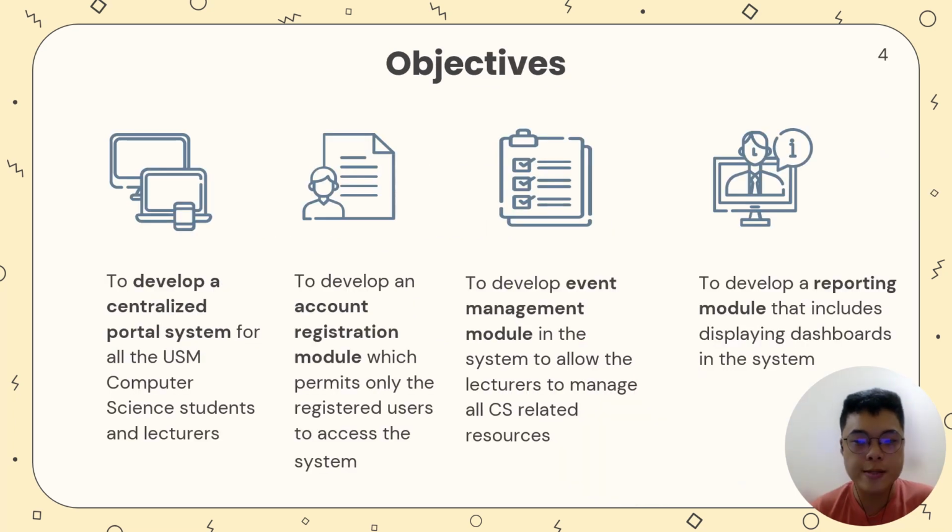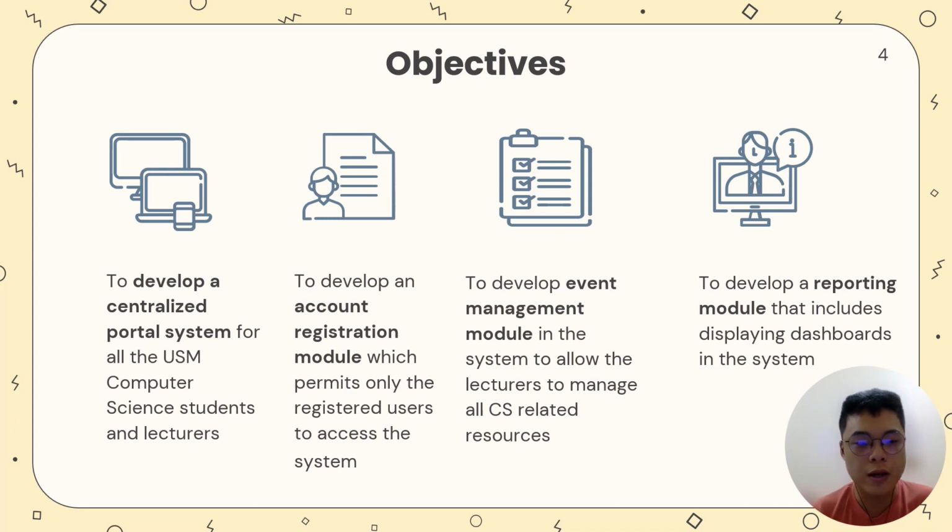So now I will explain the system objectives of the project. The first objective is to develop a centralized portal system for all the USM computer science students and lecturers to allow them to look for the respective needed information in a more efficient way.